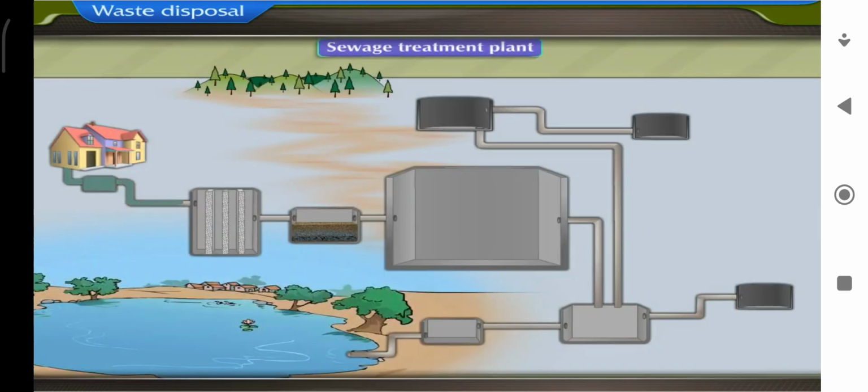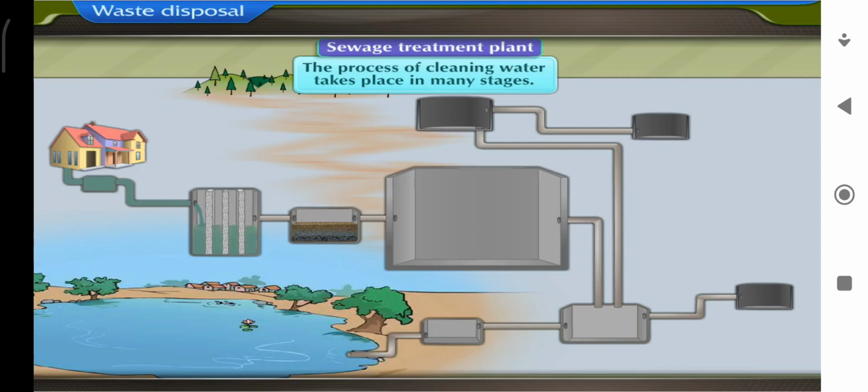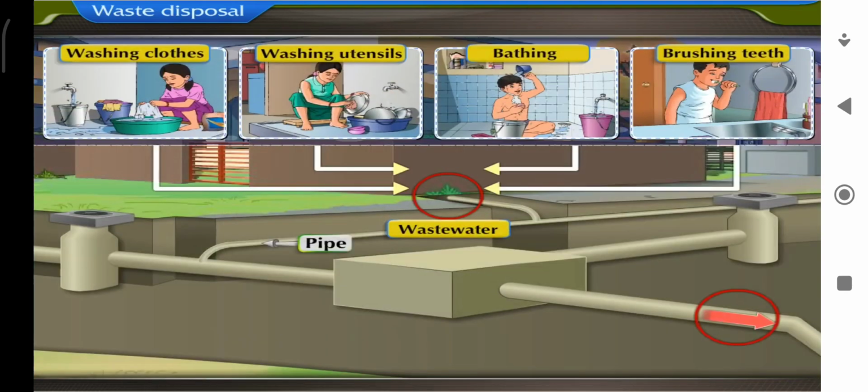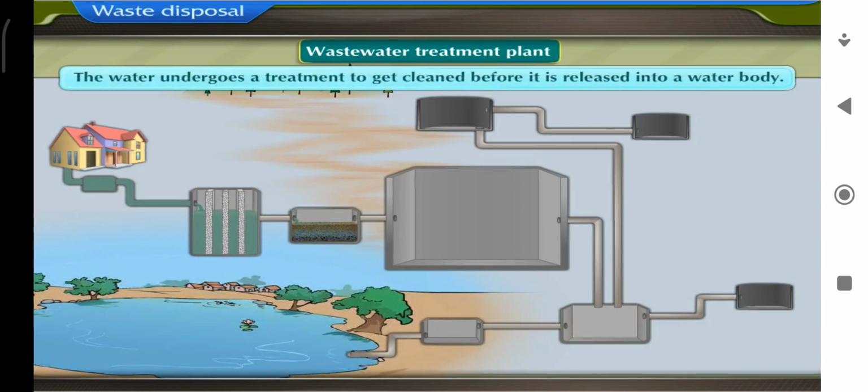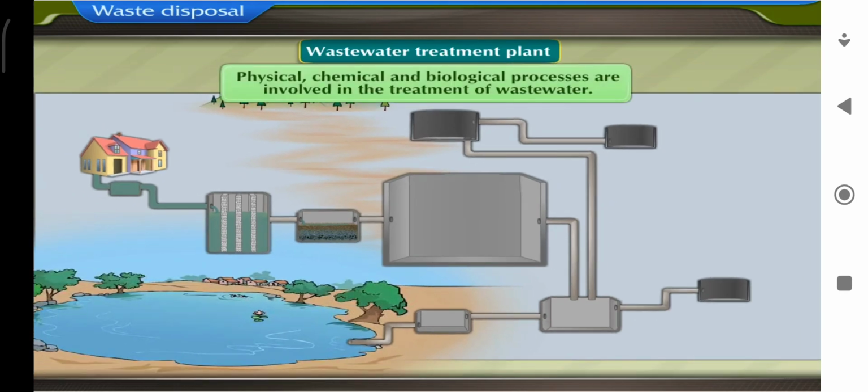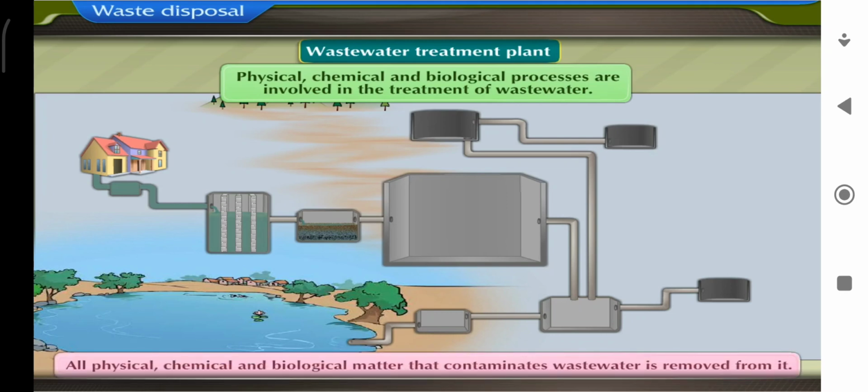In a sewage treatment plant, the process of cleaning water takes place in many stages. The wastewater moves through pipes and sewers to a wastewater treatment plant. At the plant, the water undergoes a treatment to get clean before it is released into a water body. Various physical, chemical, and biological processes are involved in the treatment of wastewater. All physical, chemical, and biological matter that contaminates wastewater is removed from it.